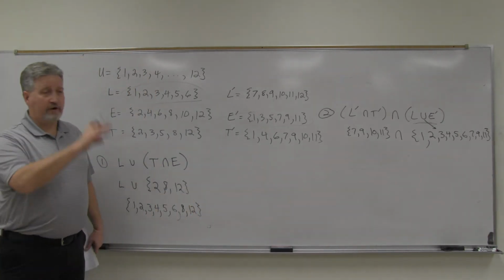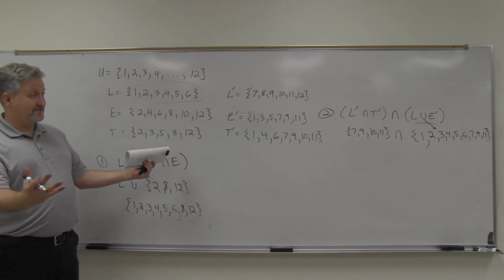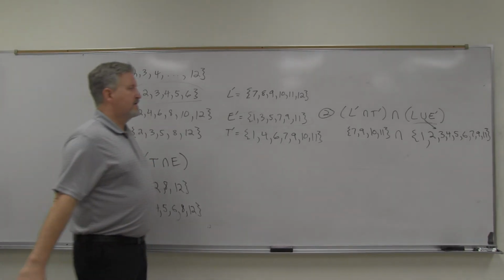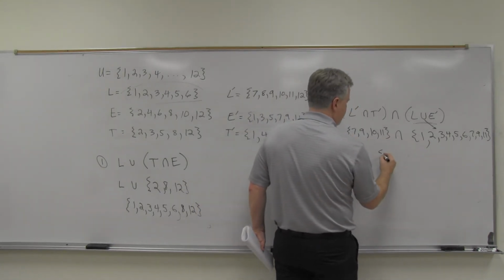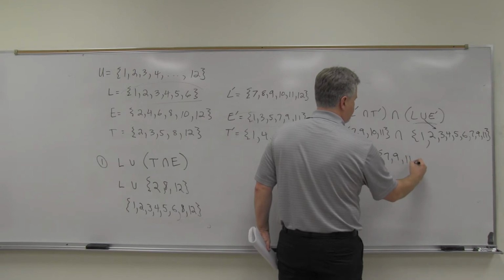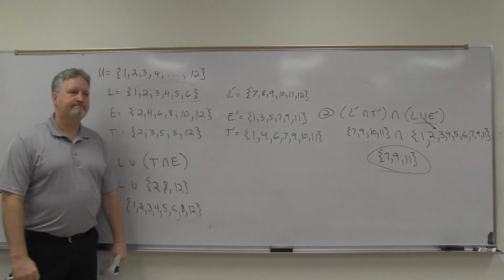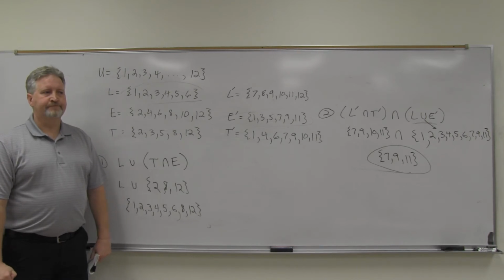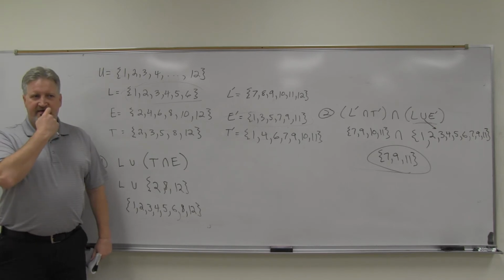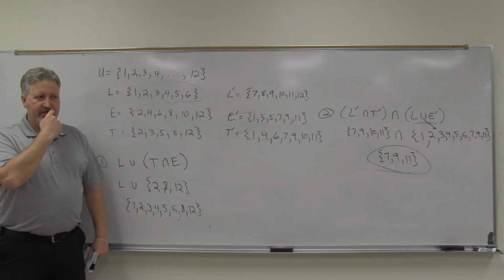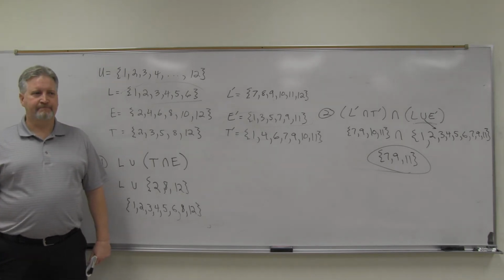So just work your way down. Now, those results, I intersect them together. So that's just what's in common here and here, so we got 7, 9, 11. Okay? All right. Any questions about that?